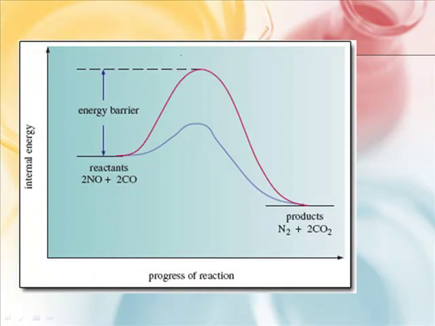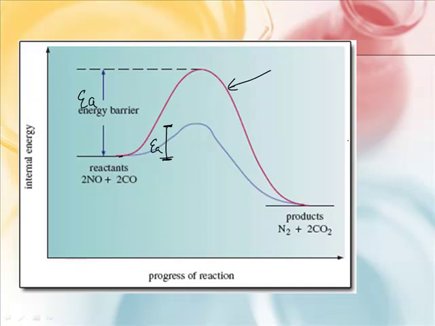So here's what we call a reaction coordinate diagram. The red line is the normal reaction, the energy barrier you must get over. This is called the activation energy right here. But the activation energy of the catalyzed reaction would just be from here to here. Much lower.